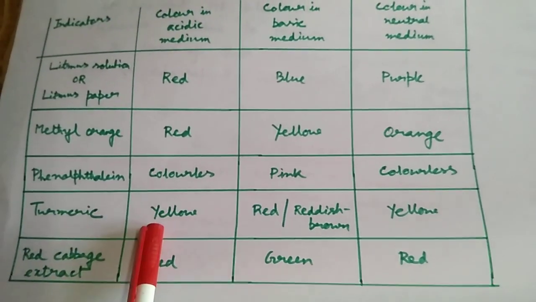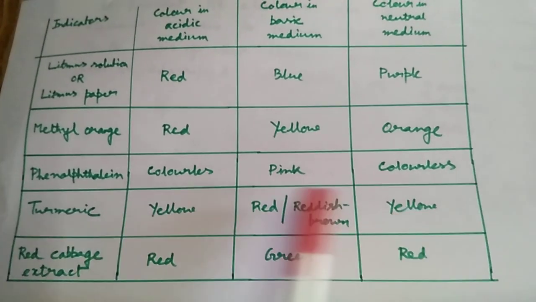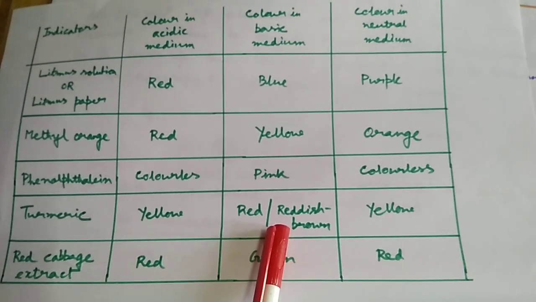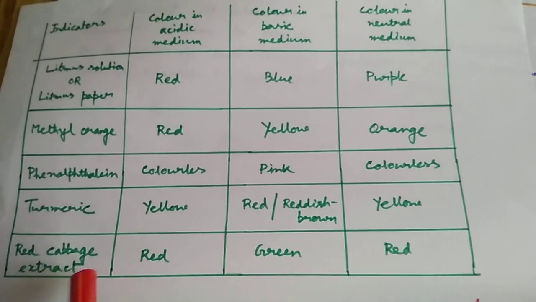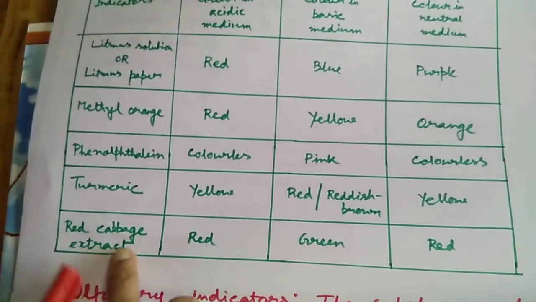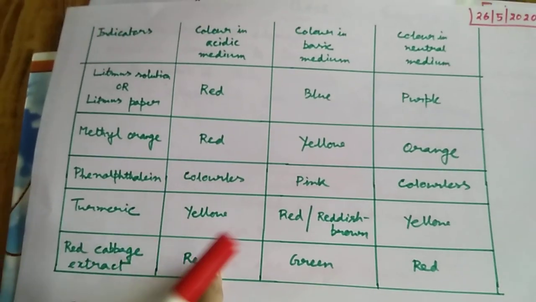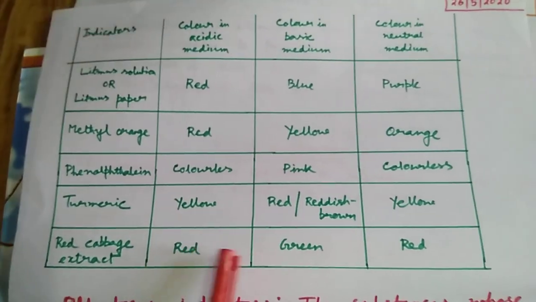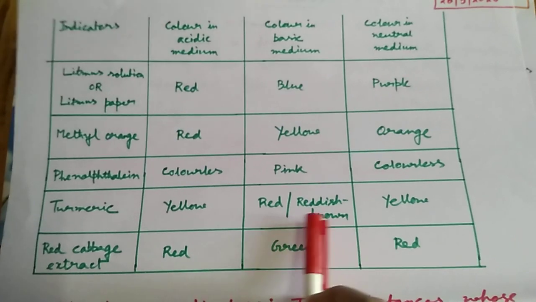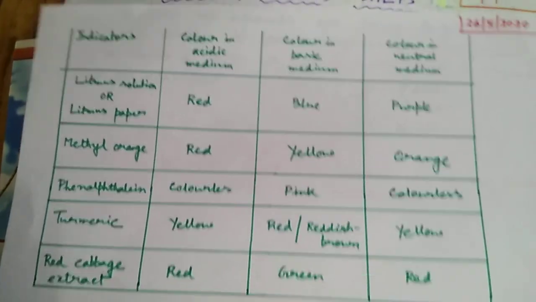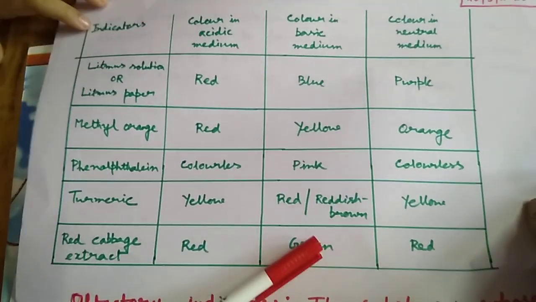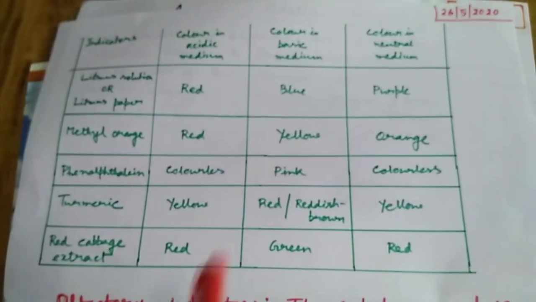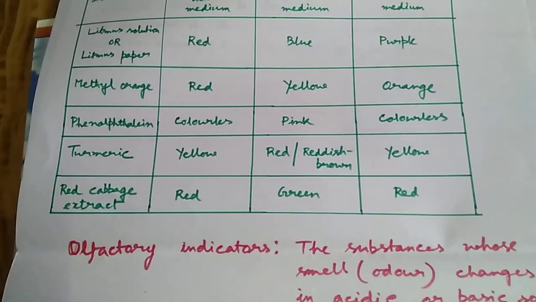Turmeric has a characteristic yellow color in neutral medium, even in acidic, but in presence of a basic substance, it becomes red or reddish brown. Red cabbage extract is red in color. It is red in both neutral medium as well as acidic medium. In presence of basic medium, it shows green color. So this chart you have to write in your notebook. Not only this chart, whatever I have written, whatever I said, everything you have to write in your notebook.